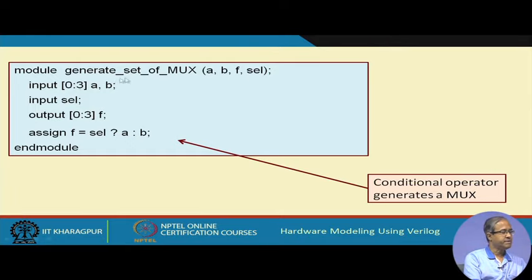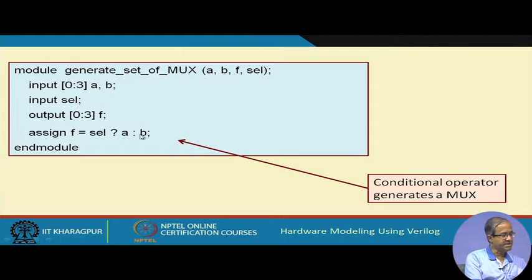Here this is also an example for a multiplexer, but we are using a conditional operator here. Let us try to understand what we are doing. A and B are two 4-bit vectors, so the index goes from 0 to 3 in this order. Similarly, F is another 4-bit vector, which is the output, and sel is an input.